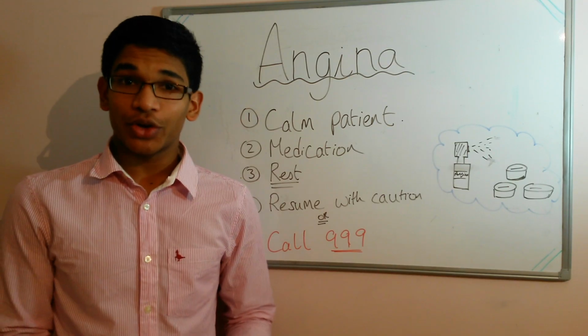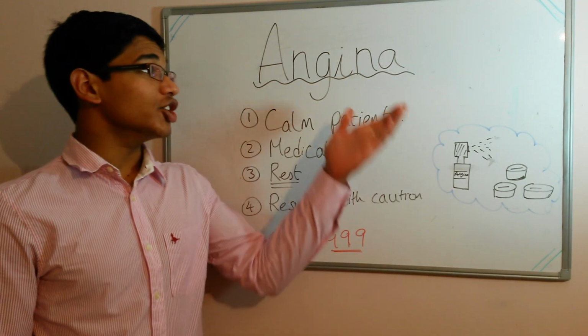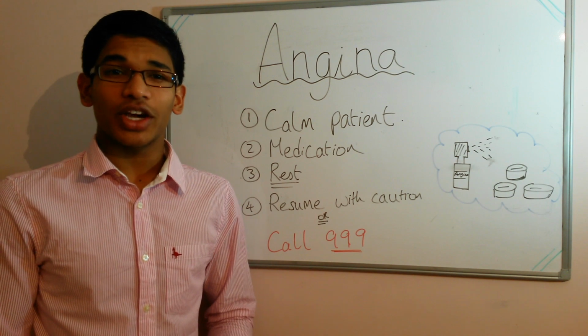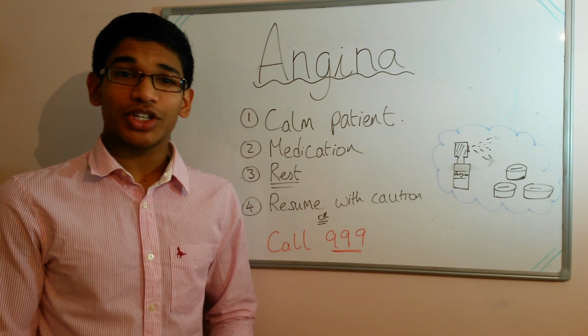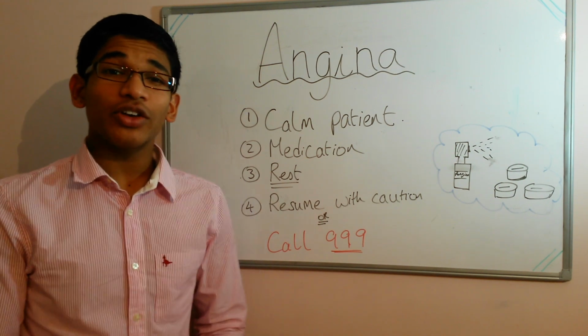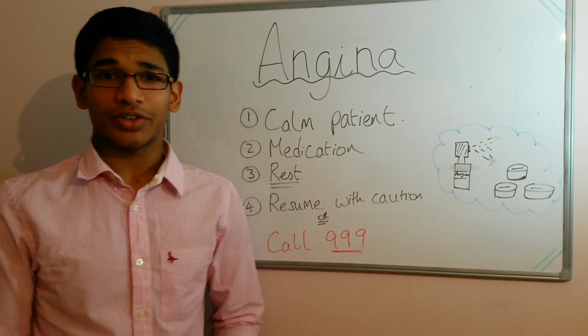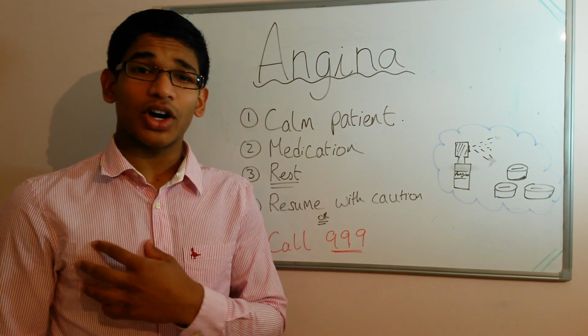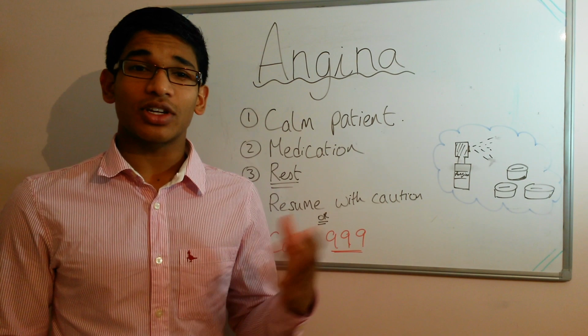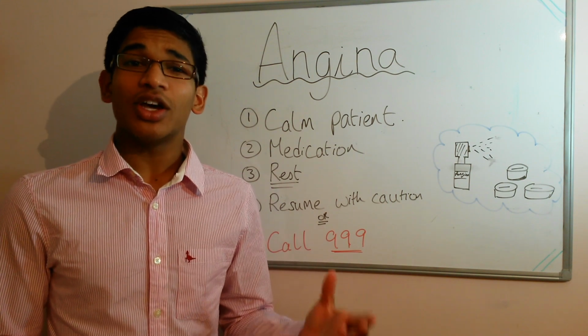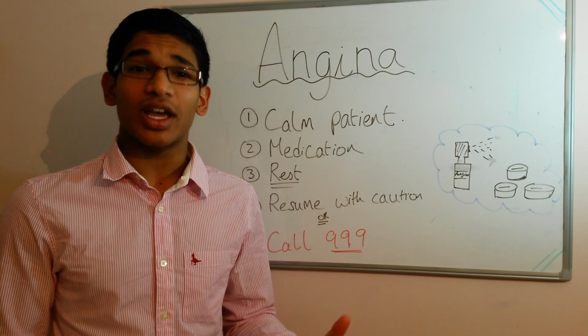In today's video tutorial, we will be looking at angina. Angina literally means the constriction of the chest. Angina occurs when the coronary arteries supplying the heart with blood narrow, thus decreasing the blood supply to the heart during times of excitation and exertion.